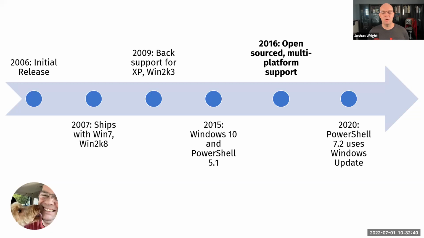All right. So what we're kicking off is the month of PowerShell. And I thought it would be helpful to take a step back and talk about PowerShell's evolution. PowerShell has been around since 2006. That was the initial release of PowerShell. And in 2007, it shipped with Windows 7 and Windows 2008. And if you look back, I think a lot of people would say that the PowerShell of today is very, very different from the PowerShell of way back in 2007.